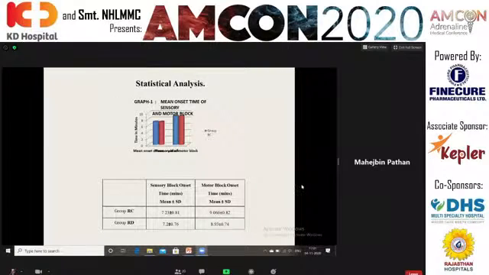Statistical analysis. Here the graph shows the mean onset time of sensory and motor block in both groups. There was no clinically significant difference in the mean onset time between the two groups. Next slide.